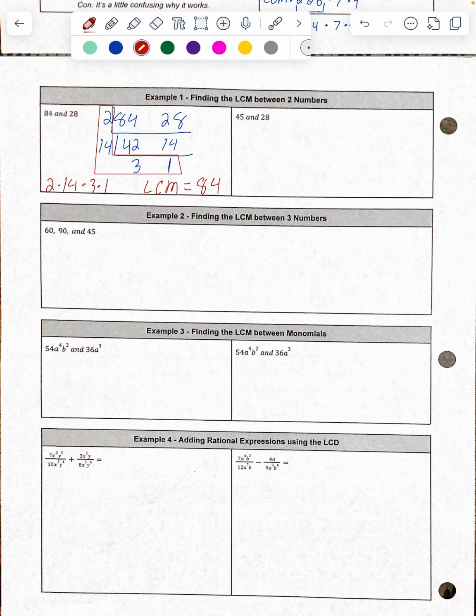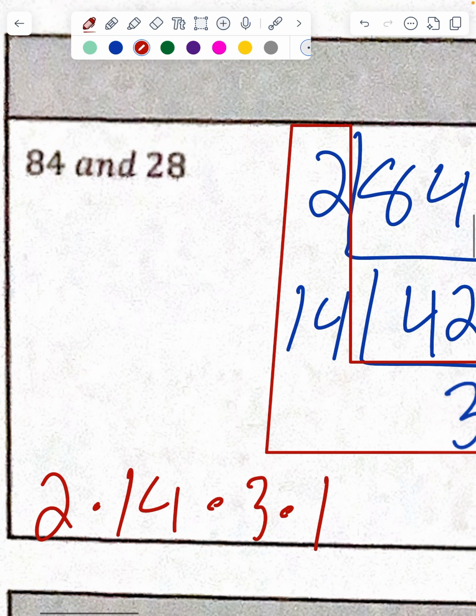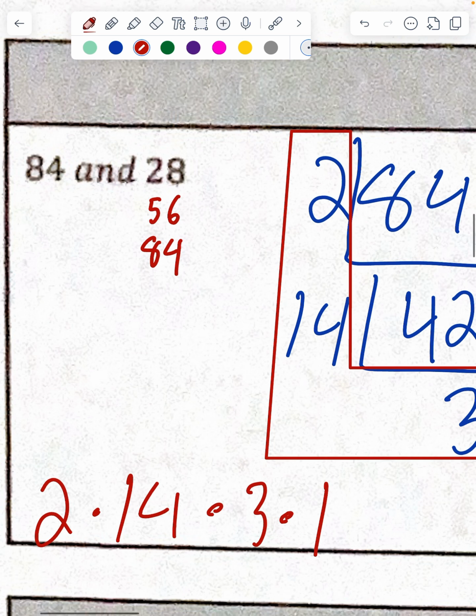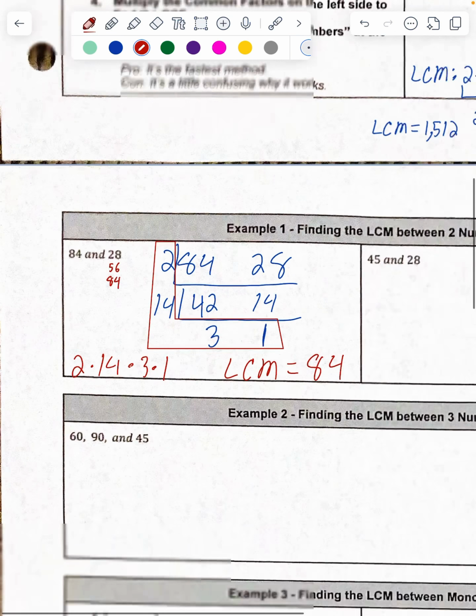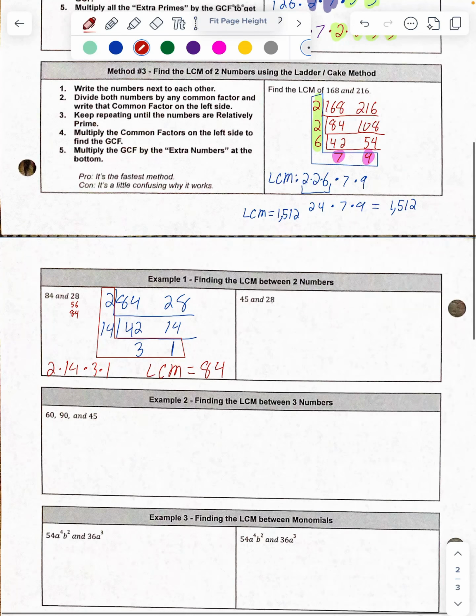And that just makes sense, right? If I start counting by 28, I would get 56. And then I would come up with 84. And using the listing method, we know that the LCM would be 84.